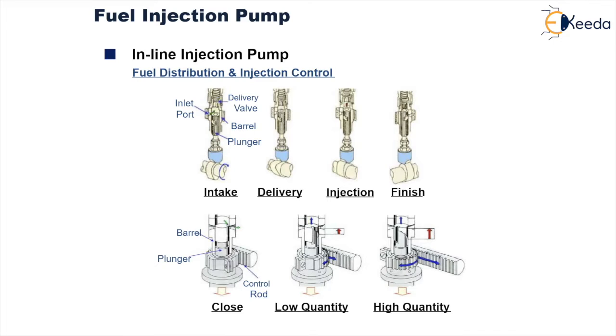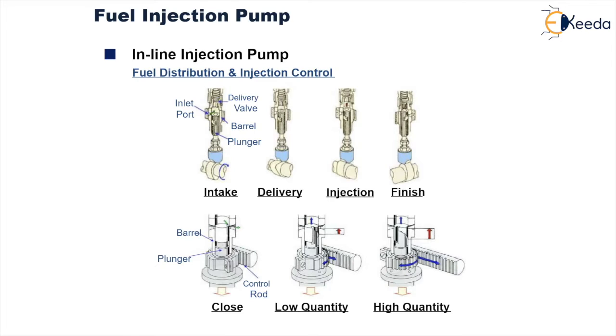The plunger is present. The plunger in the fuel pump reciprocates depending upon the movement of the cam. It is actuated by a cam lobe. As the cam rotates, the plunger will reciprocate inside the barrel of the fuel pump. It will have two ports or two valves.